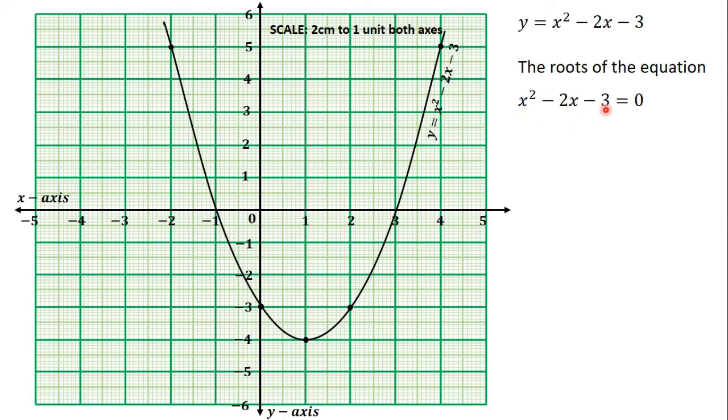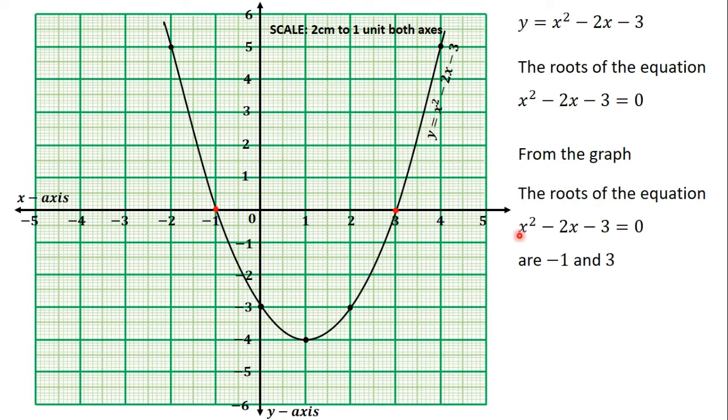So the roots of this equation is the x-coordinate at the point where the curve intersects the x-axis. The curve intersects the x-axis at two places. The first one is here and the second one is here. The x-coordinate at the first one is minus 1 and the x-coordinate at the second one is 3. So from the graph, the roots of the equation x squared minus 2x minus 3 is equal to 0 are minus 1 and 3. Very simple. Let's move on to the next question.